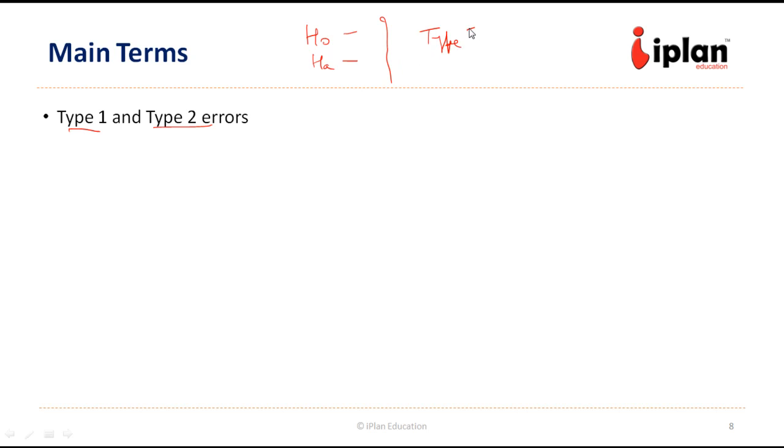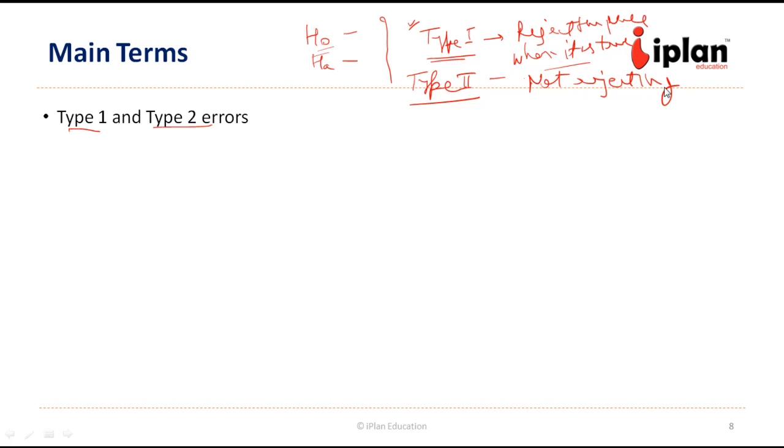Type 1 error is possible where we reject the null hypothesis when it is true. So there will be that error where we are rejecting a null hypothesis though it was true. So this is a type 1 kind of error. There could be another error, type 2 error, where we are not rejecting a null hypothesis which is false. So that is type 2 error.